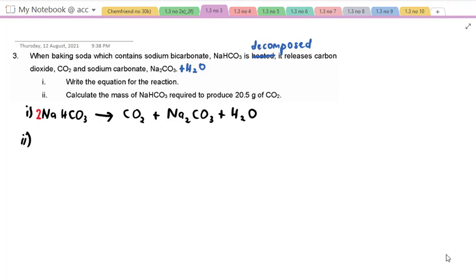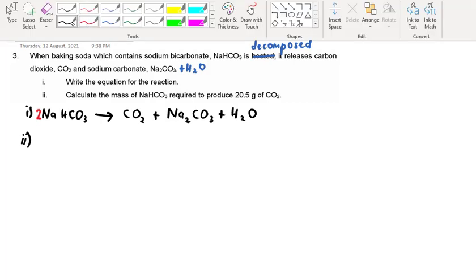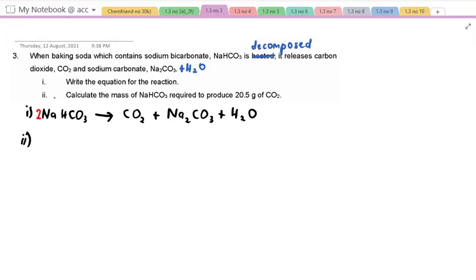Bismillahirrahmanirrahim. This is tutorial 1.3, question number 3. You are given baking soda, which contains sodium bicarbonate, NaHCO3, that is decomposed. When decomposed, it releases CO2 plus sodium carbonate plus water, and you have to write the balanced equation for question number Roman 1. Okay, so this is the balanced equation, which has 2 mole of sodium bicarbonate forming 1 mole of CO2 plus sodium carbonate plus water.